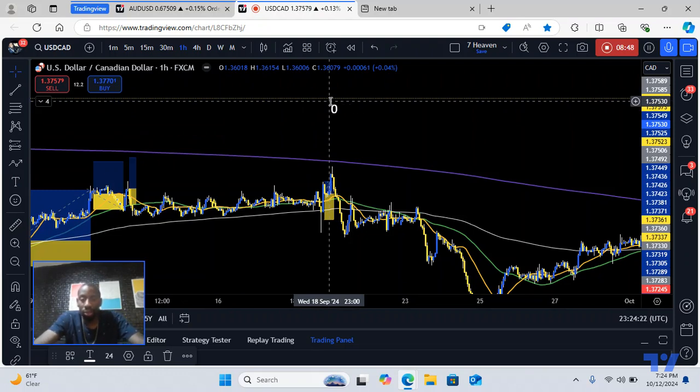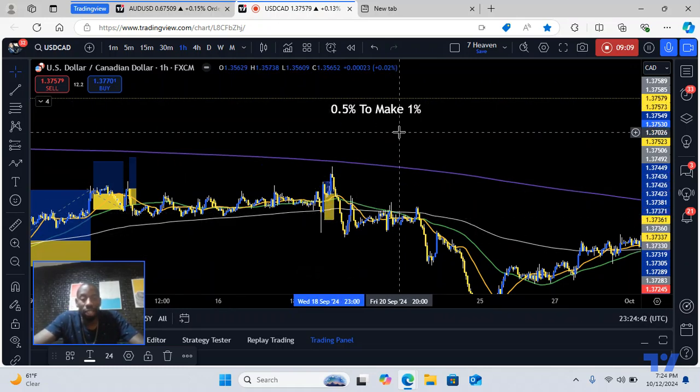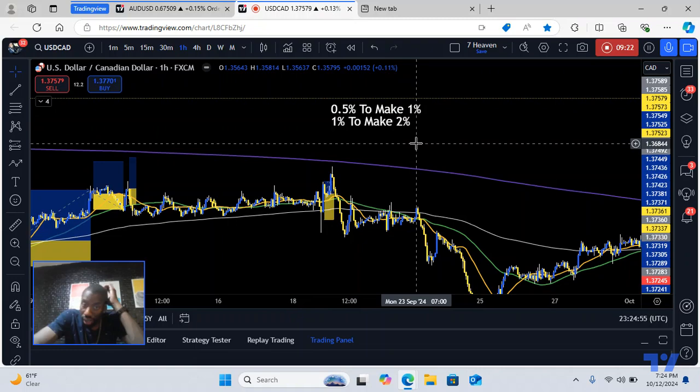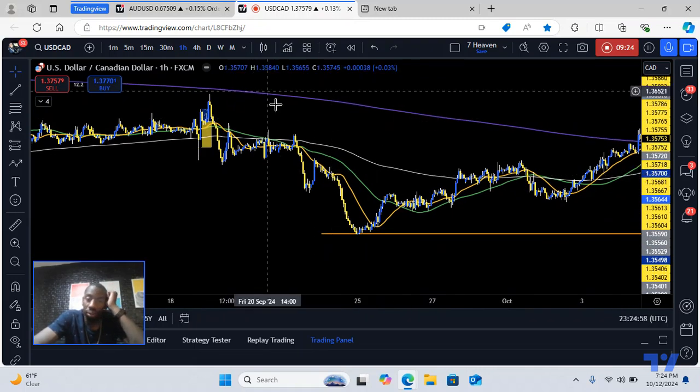You want to do 0.5%, especially if you're doing these challenges. 0.5% first to make 1%, right? And then say if that lost, like this one did, the very next one, I want to risk 1% to make 2%. So the next setup that's valid, we had to wait.